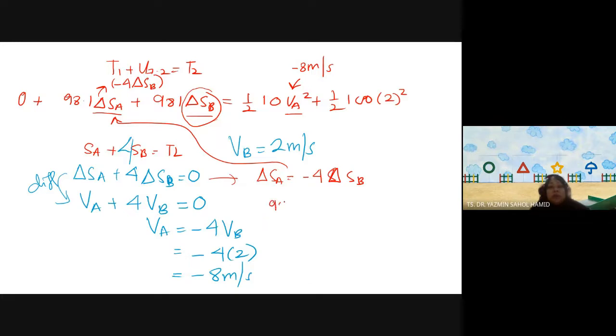Sebenarnya equation ni jadi 81.1 negatif 4 delta SB plus 981 delta SB equals to berapa? 5 VA berapa tadi? Negatif 8. Jangan lupa square. Lepas tu campur ni berapa? 4 kali 200 kan? Betul tak? Betul. Tolong dapatkan apa tu delta SB.